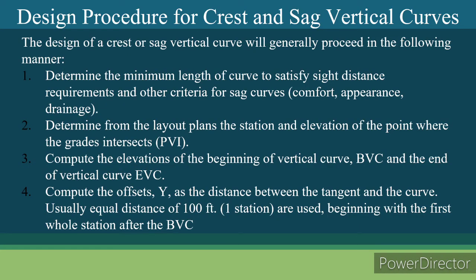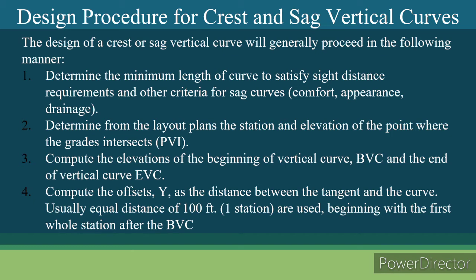Design procedure for crest and sag vertical curves. The design of crest or sag vertical curves will generally proceed in the following manner. First, determine the minimum length of curve to satisfy sight distance requirements and other criteria for sag curves. Second, determine from the layout plans the station and elevation of the point where the grades intersect. Third, compute the elevation of the beginning of the vertical curve, PVC, and the end of the vertical curve, EVC.